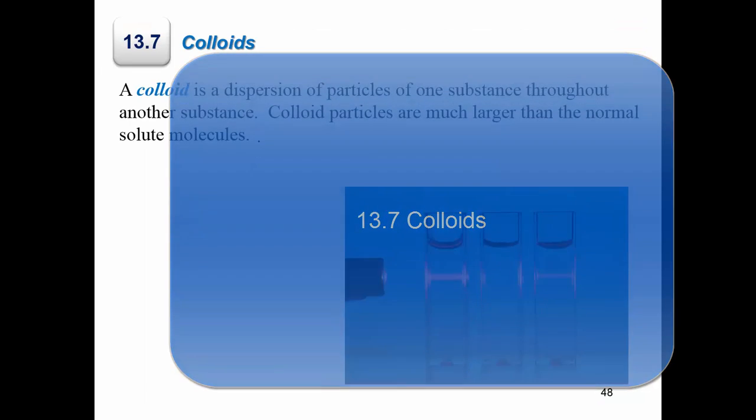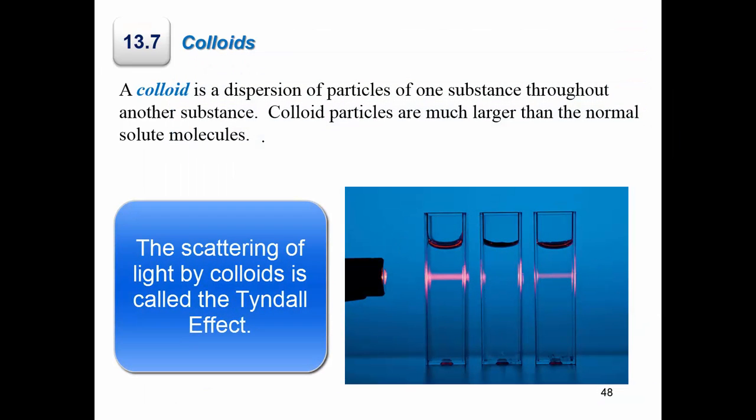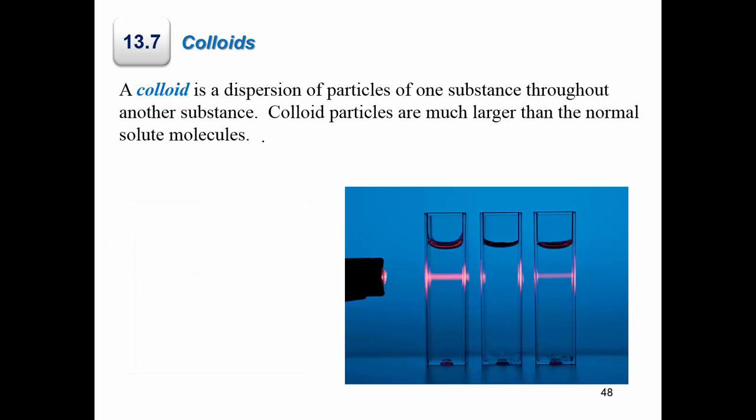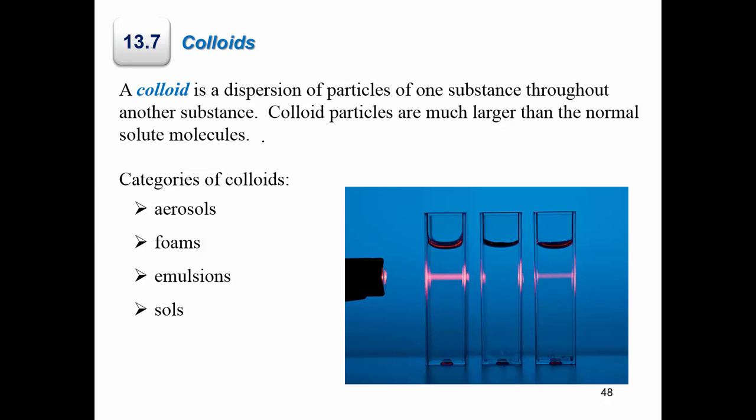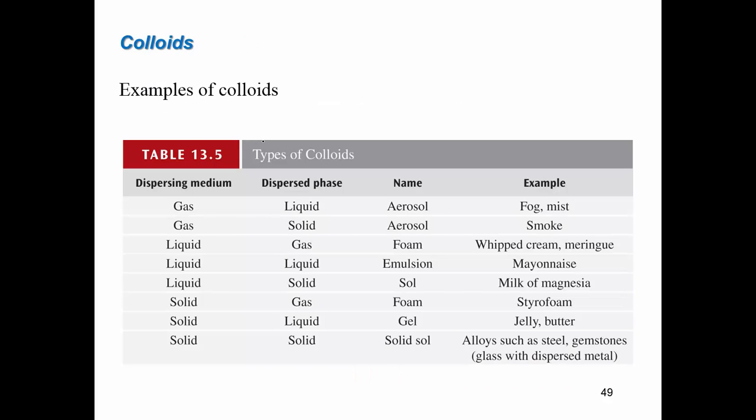Now, the last type of solution we will talk about are called colloids, and a colloid is a dispersion of particles of something throughout another substance. Colloid particles are going to be larger than normal solute molecules. Milk is a colloidal dispersion. We can have aerosols, we can have foams, we can have emulsions. These are all colloid mixtures, or we could have what are called sols and gels.